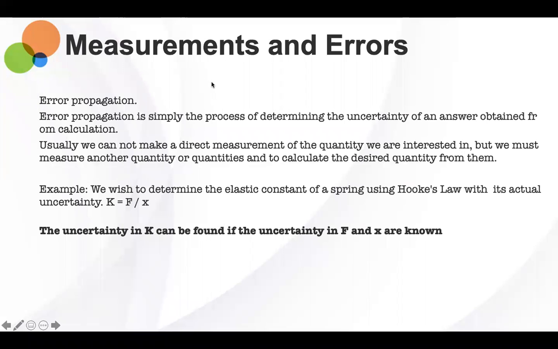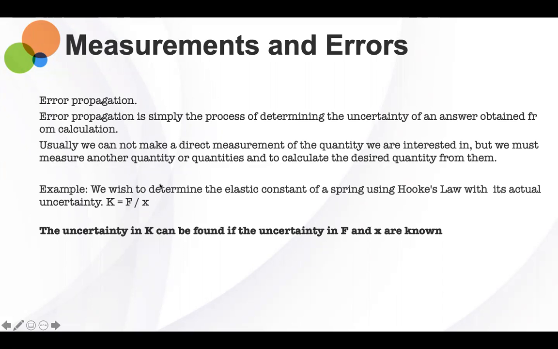All right, so we were saying that sometimes we have situations where we need to calculate values and we're not using, for example, a ruler. In order for us to get that uncertainty value that we need, we have to go through error propagation, and that's exactly what we're going to do now.